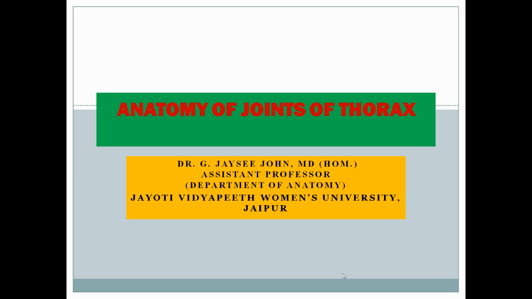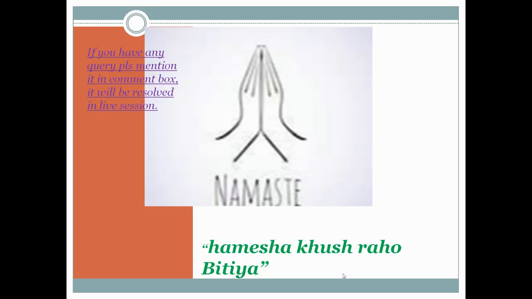Jaipur. Today we'll discuss the anatomy of joints of the thorax, and we have seen that the thoracic cage is made by different kinds of bones, and there are so many joints that are also different kinds.